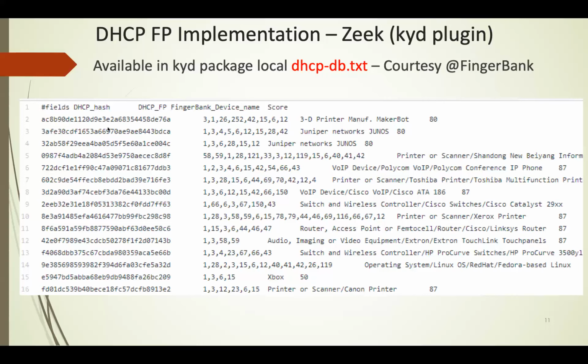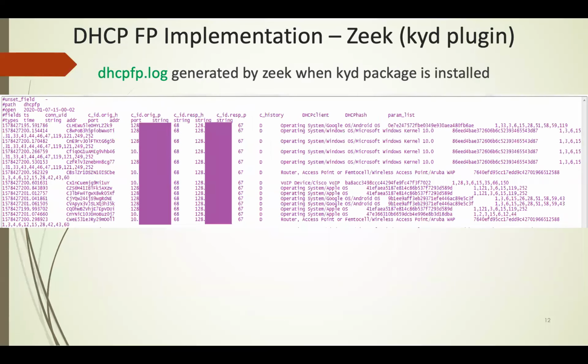So this is the flat file that we were comparing the hash to. Whenever there was a match, we were extracting this information from this file and logging it into another log file. So this is what it actually looks like in Zeek land. If the KYD script is loaded in the Zeek cluster that you are running, then it should automatically start generating the dhcp-fp.log file. So this log file looks like this.